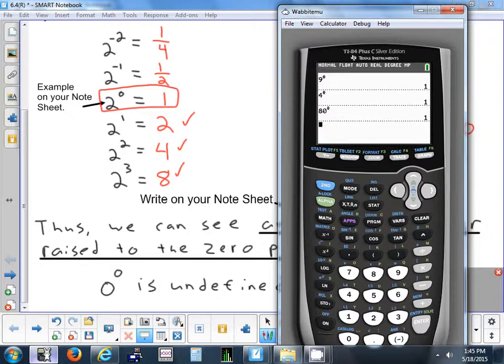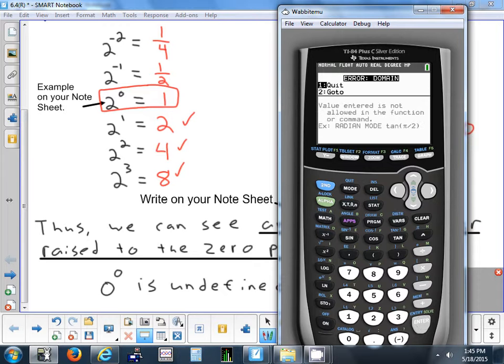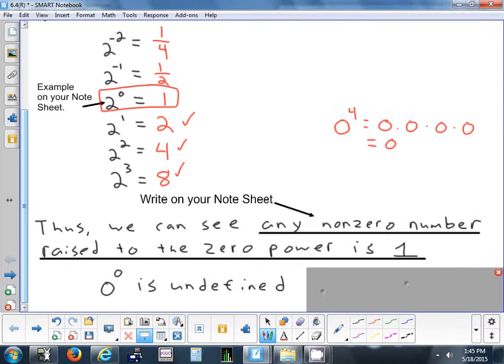So if you try to raise 0 to the 0, you can't do it. It's basically impossible. It's undefined. Error. So on a test, if you see this as a problem, 0 to the 0, write no solution, undefined. This is the only problem you can't do with exponents.